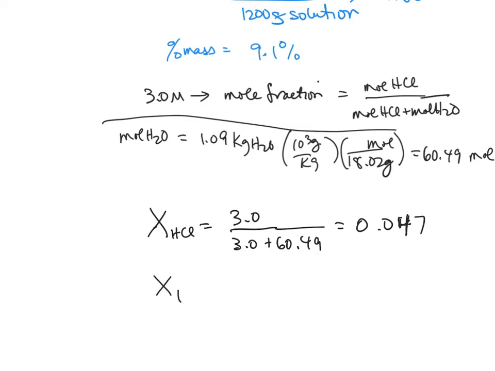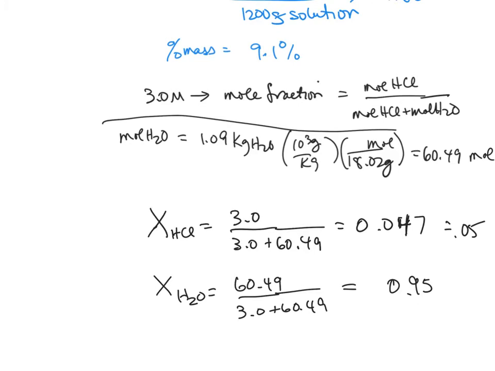If you wanted the mole fraction of the water, it would be 60.49 divided by 3 plus 60.49, 0.95. This is 0.05, right? The sum of those two is equal to 1. All right, so that is the first one.